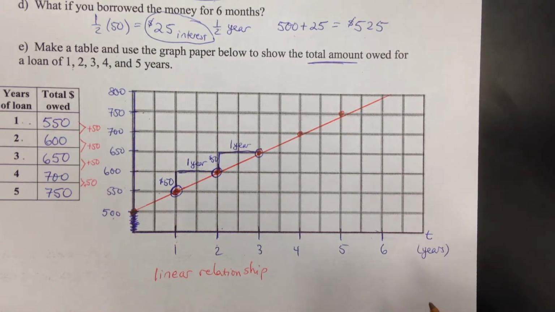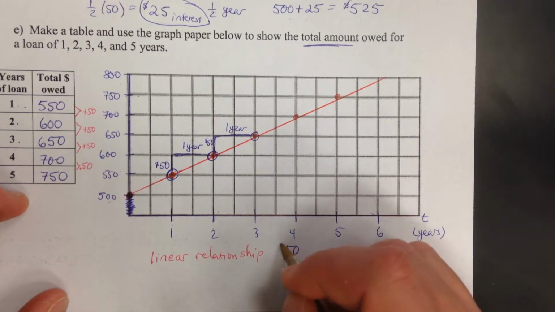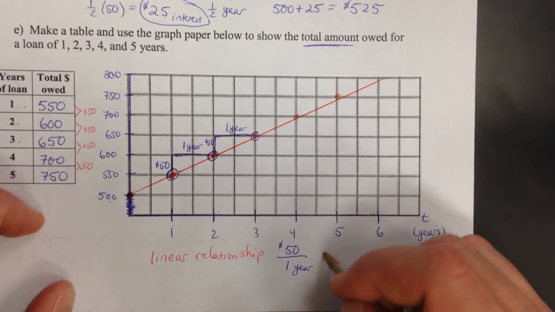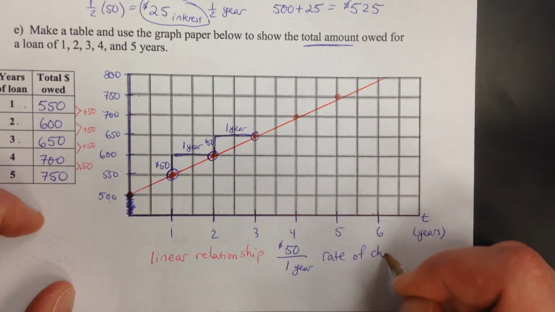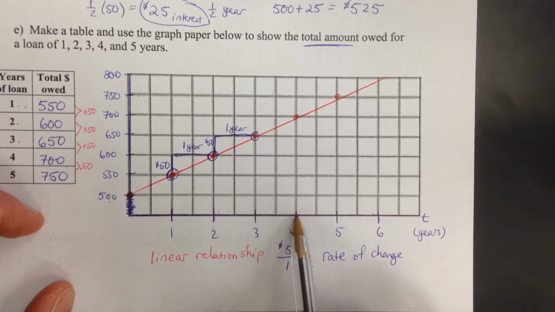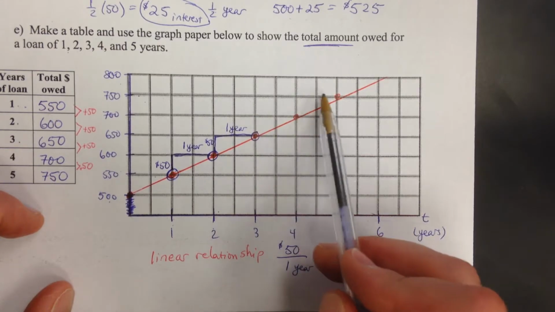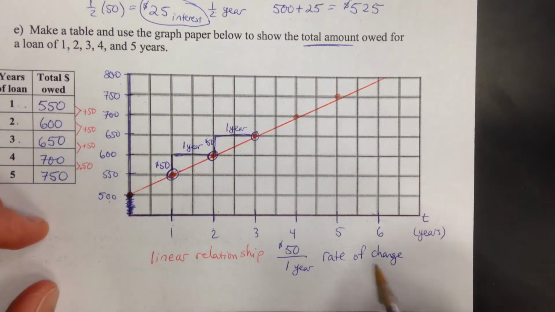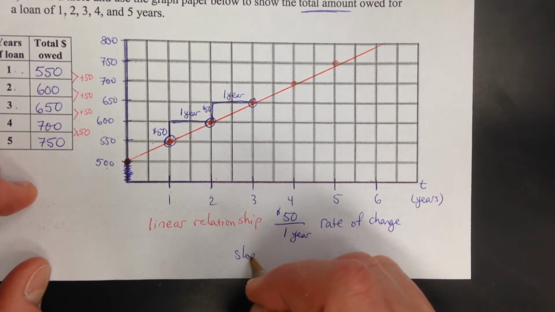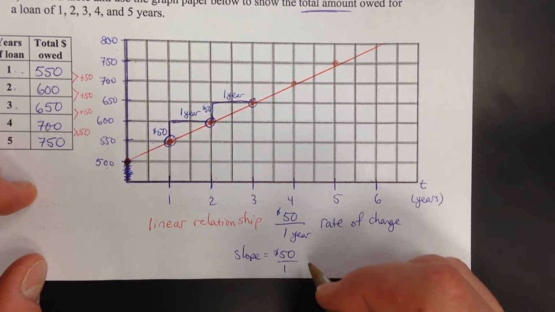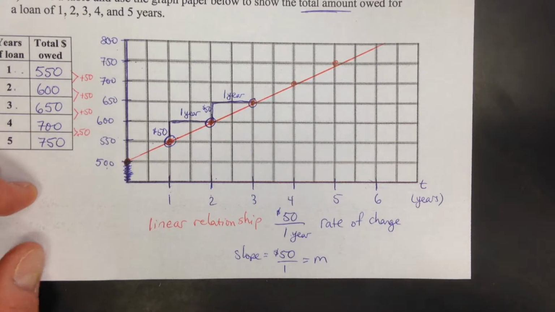Now the way you can think about this, this is $50 for every 1 year. That's the change, what we call the rate of change. Each year that we have the loan, we will have to pay $50 more. So for every year, you have to pay $50 more. Now we have a more official name for this. This rate of change here is what we call slope. So the slope is $50, or 50 over 1. Because we think of slope as a fraction, we use the lowercase letter m.